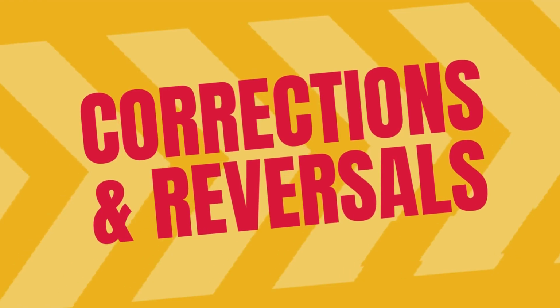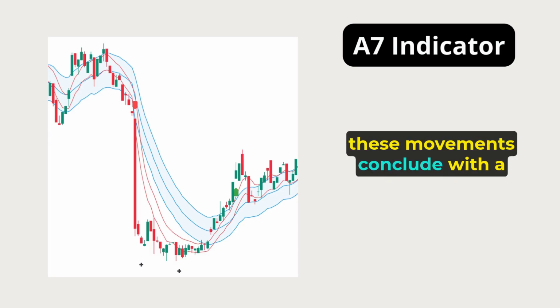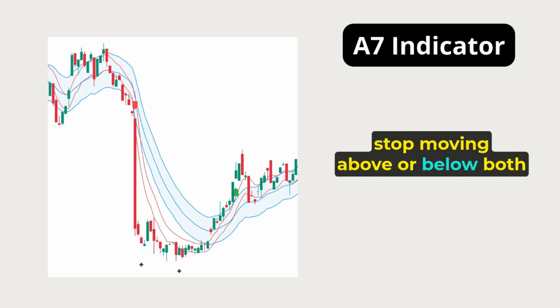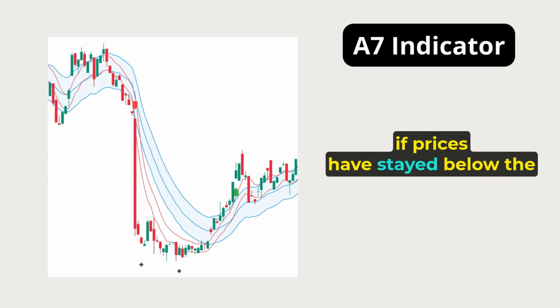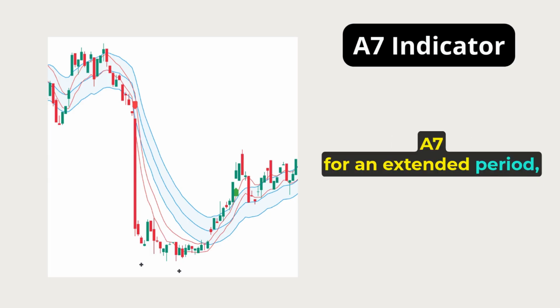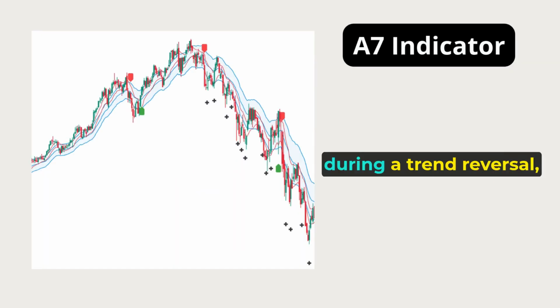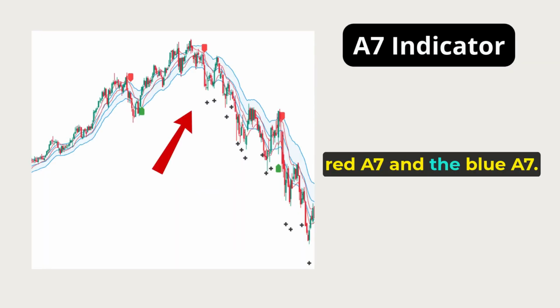Sharp corrections and trend reversals. During sharp corrections, these movements conclude with a reversal that begins when prices stop moving above or below both A7 curves. For example, if prices have stayed below the A7 for an extended period, a move to the other side of the A7 signals a potential trend reversal. In fact, during a trend reversal, prices always cross both the red A7 and the blue A7.